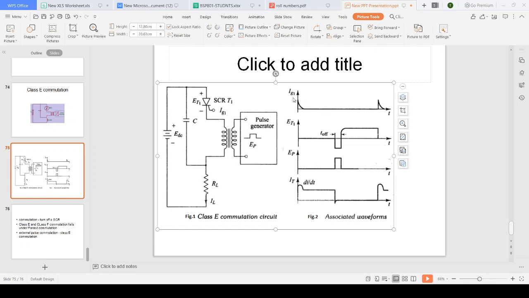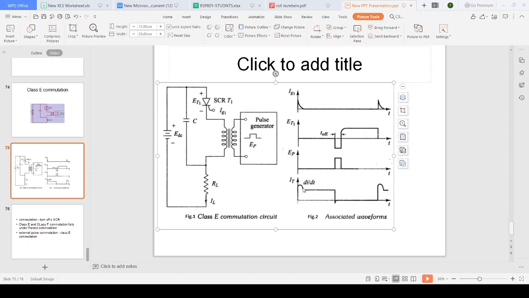In this arrangement, IG1 is nothing but the gate current of this SCR. When we apply IG1 at this instant, IT has some value and current IT will flow through the SCR. It is denoted by this pulse.